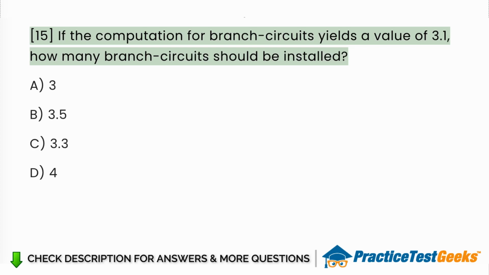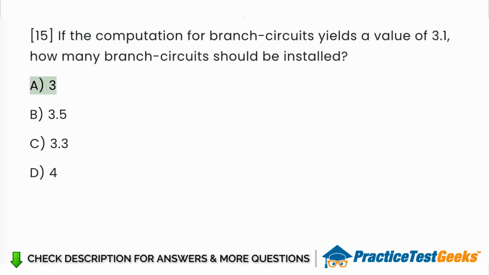If the computation for branch circuits yields a value of 3.1, how many branch circuits should be installed? A. 3. B. 3.5. C. 3.3. D. 4.